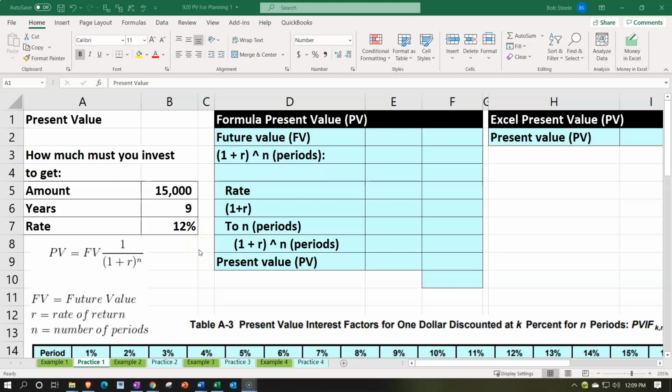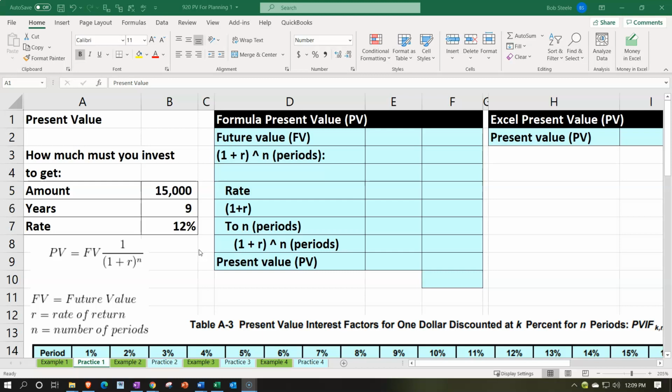If you're following along with the Excel worksheet, we're in the Practice 1 tab. Note that there are 4 practice tabs and 4 example tabs, so you can take a look at the completed example and then work through the practice problem in the practice tab. We're going to be looking at present value of 1 type problems and then present value of an annuity type problems. So the first 2 are present value of 1, the second 2 are present value of an annuity.